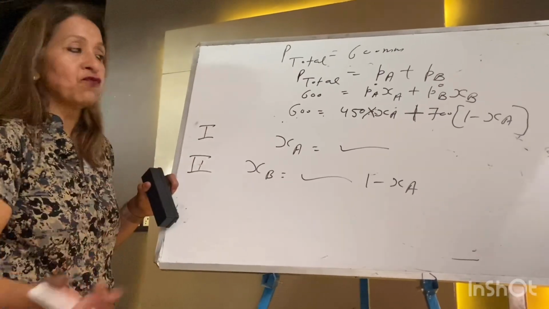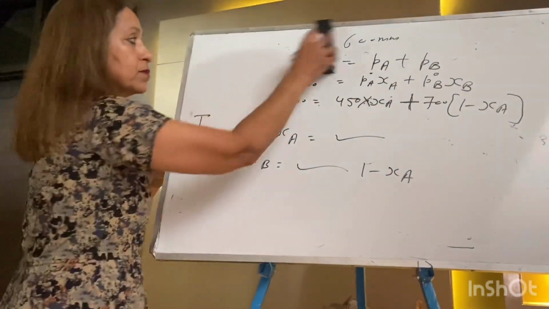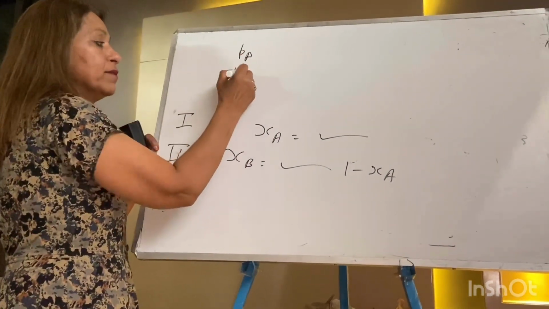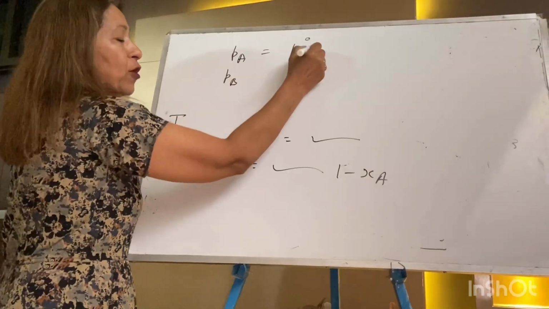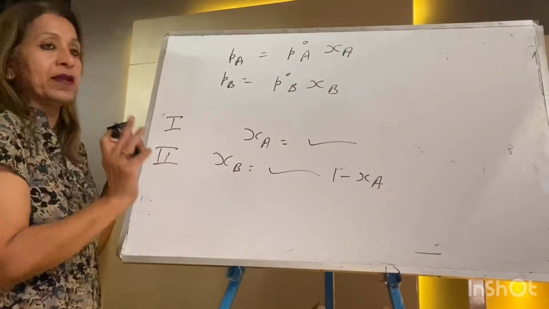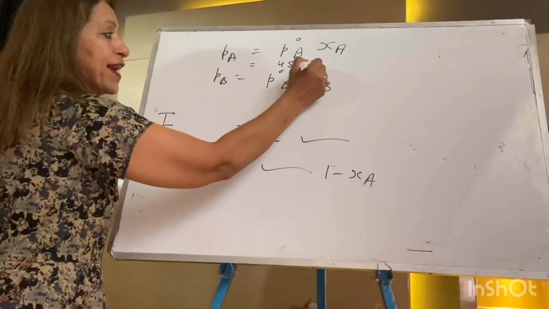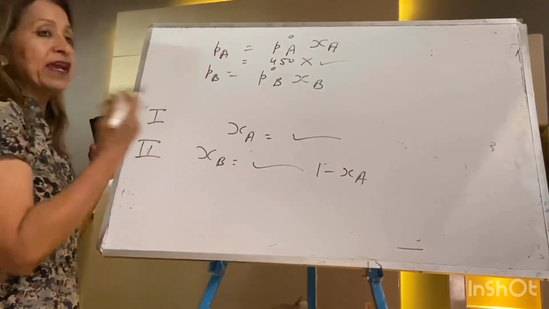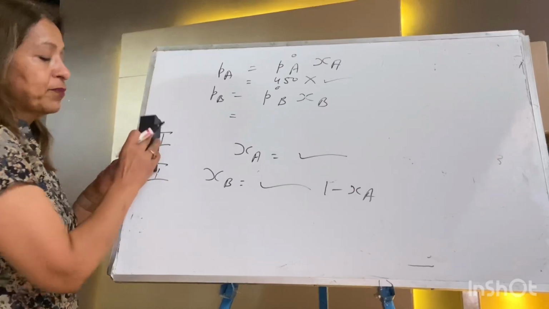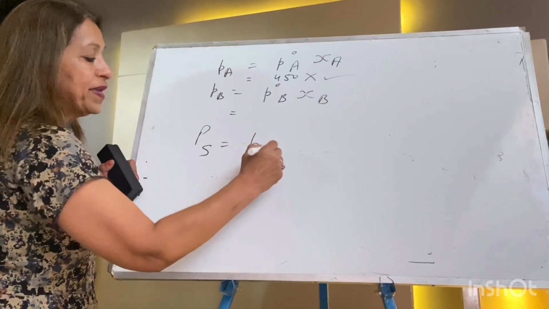Now what about the third and fourth, YA and YB? After calculating XA and XB, what will you do? You will calculate PA and PB again, because PA is equal to P naught A XA and PB is equal to P naught B XB. You will put the values and you will get PA and PB. Whatever P naught A is, 450, you put 450. Whatever XA comes, you put here. Your PA will come. In a similar way, you put P naught B, you put XB, your PB comes. Why do I need this? Because I want PS. PS is equal to PA plus PB.